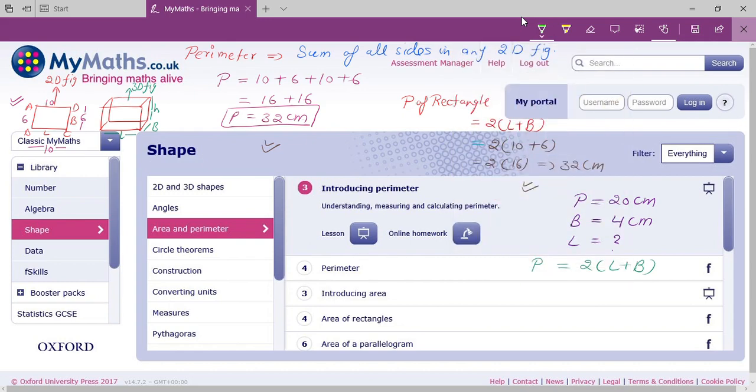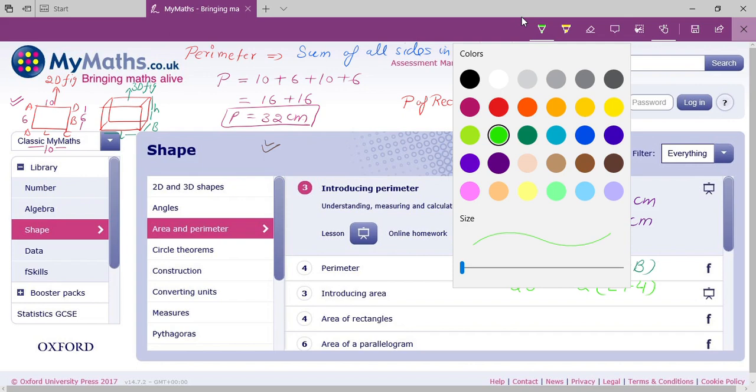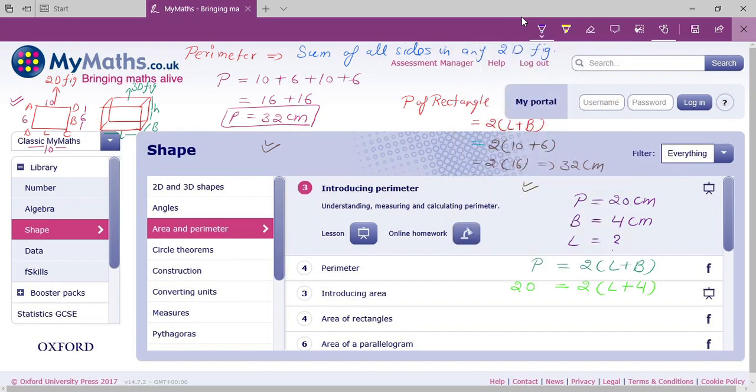Perimeter, that means 20, equals 2 as it is, times, in place of length just write L as it is, plus, in place of breadth, you have to write 4. Are you able to understand clearly on the screen? Are you seeing clearly what I'm explaining here? On your right hand side you can see it. So now you can open your parentheses.